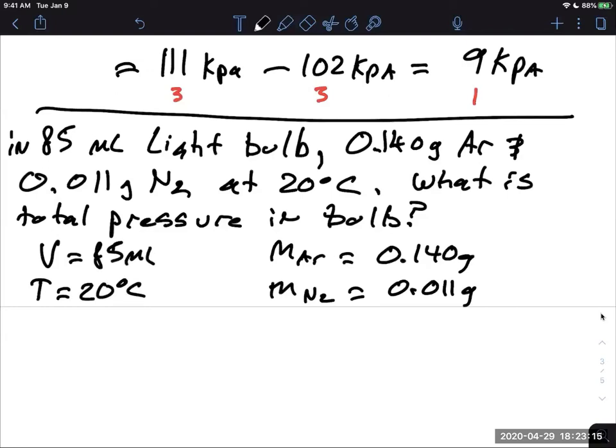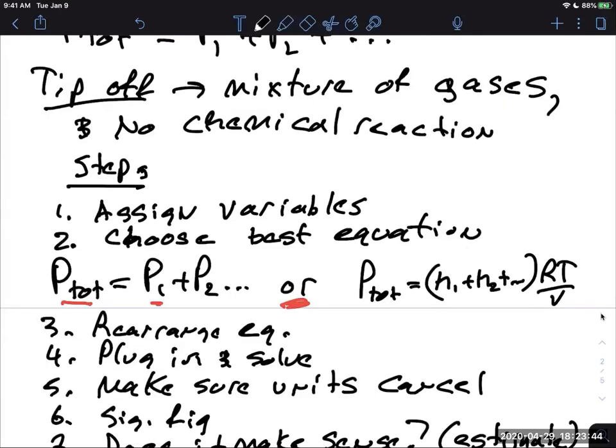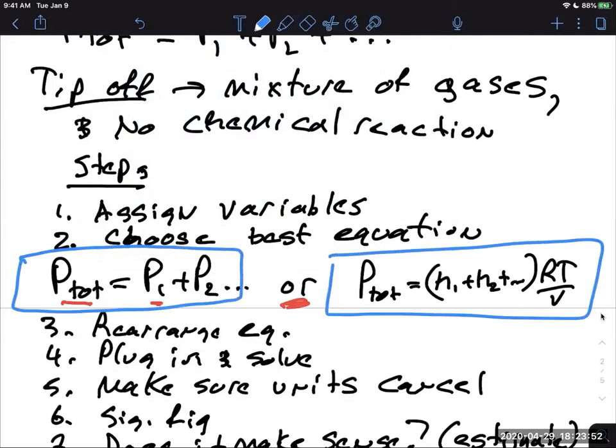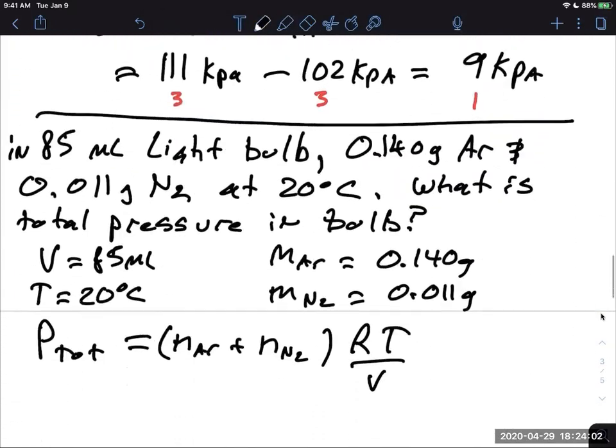After assigning the variables, I think the equation that I want is that P total is going to be equal to the moles of argon plus the moles of nitrogen times RT over V. What we have for the homework is this equation or this one. If they give you the pressures, then you probably use the first one. If they don't give you the pressures, then probably use the second one. They didn't give us the pressures, so we have to use this.